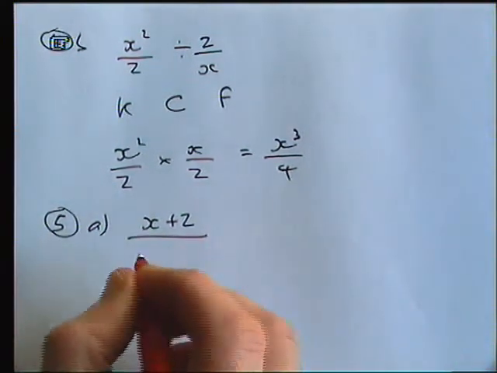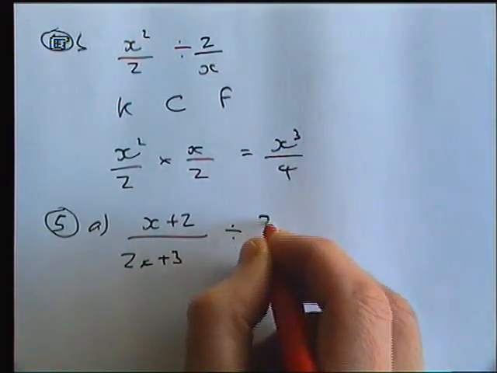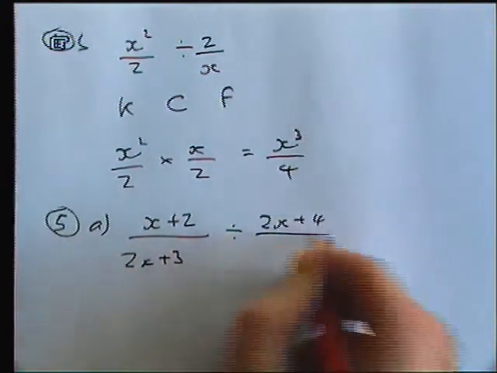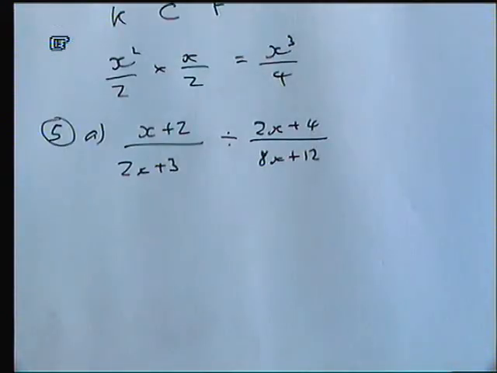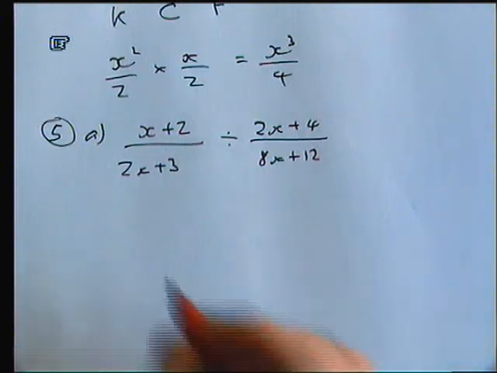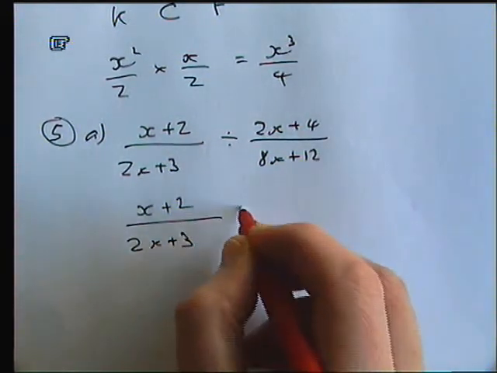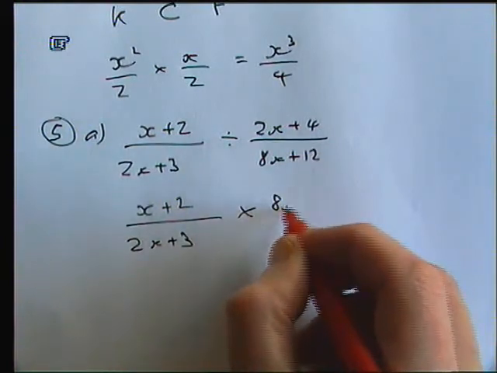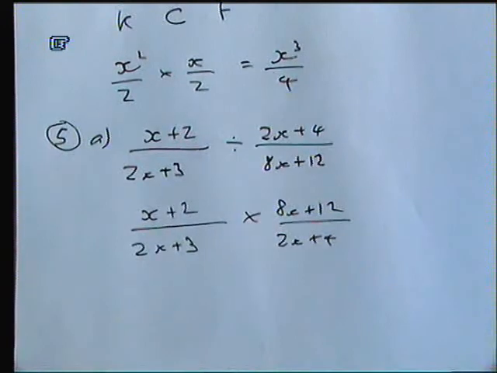X plus 2 over 2x plus 3 divided by 2x plus 4 over 8x plus 12. Fraser, any ideas? Would you do the keep change flip? We would do the keep change flip. Keep, change, and flip. I'll just pause the recording a minute.